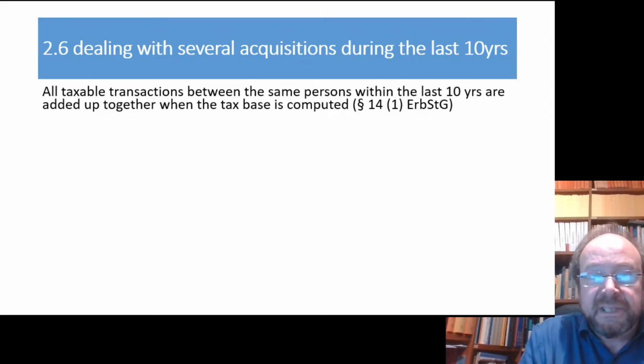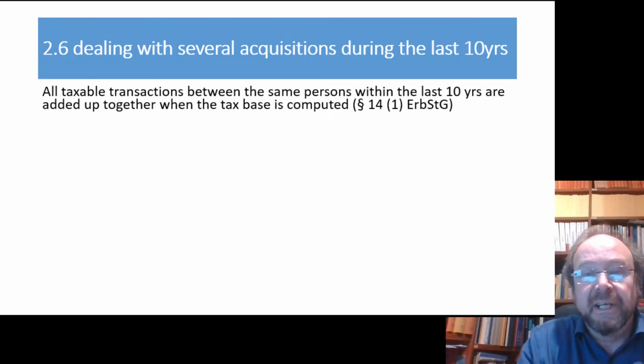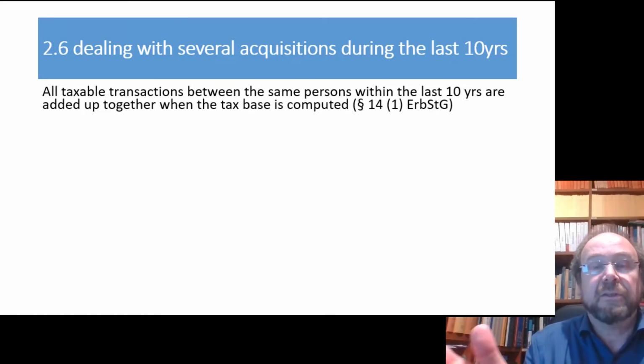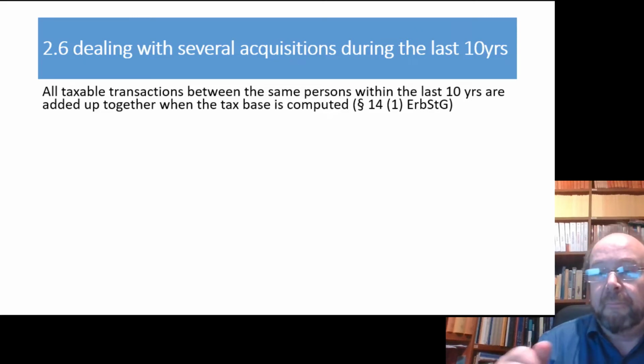Now, for technical reasons, you can't go back if somebody is 90 years old and then follow up all the former transactions since that person was born. And so you need to draw a line somewhere, and the line here is 10 years backwards to the past. So what the German law requires is that you look to the past and then follow up all taxable transactions which happened between that person and the same other person from which today's transaction comes. And that is all added up and then taxed as a whole.